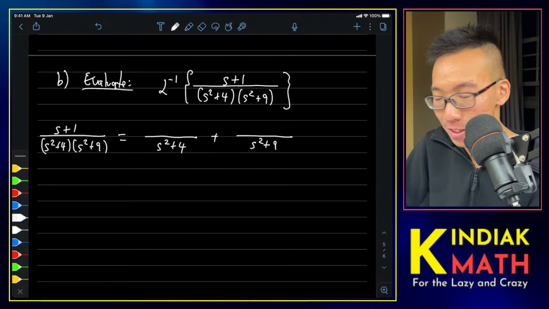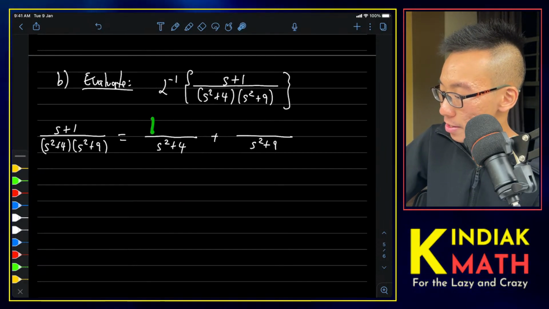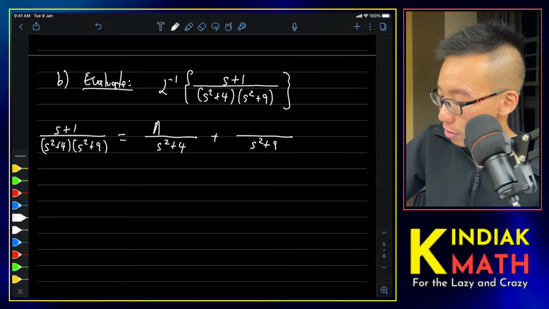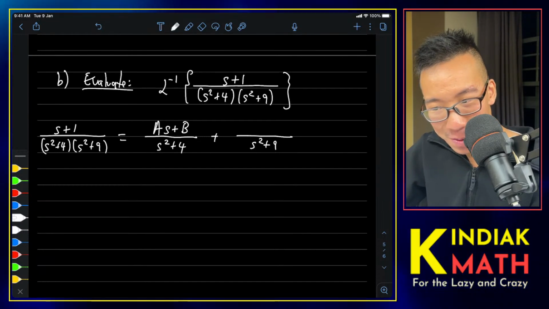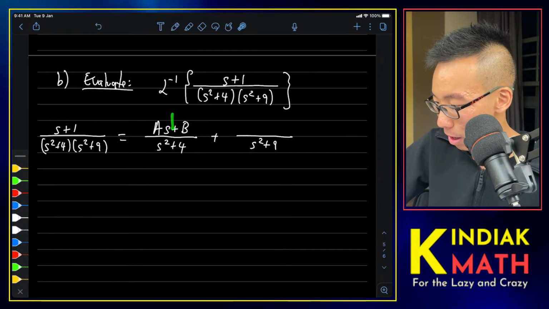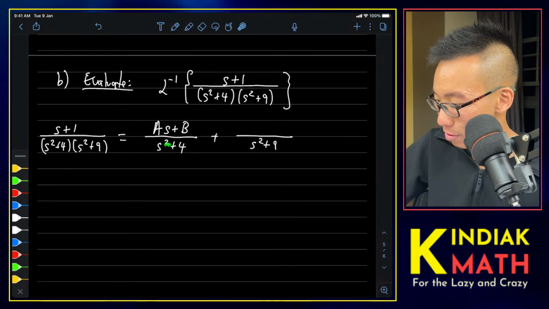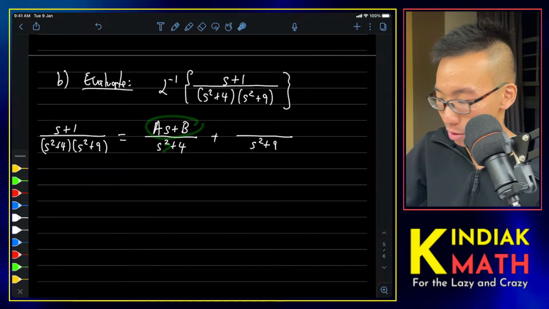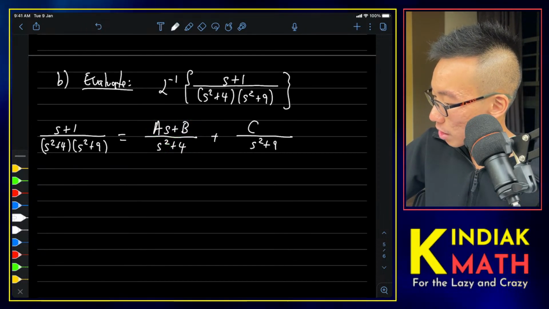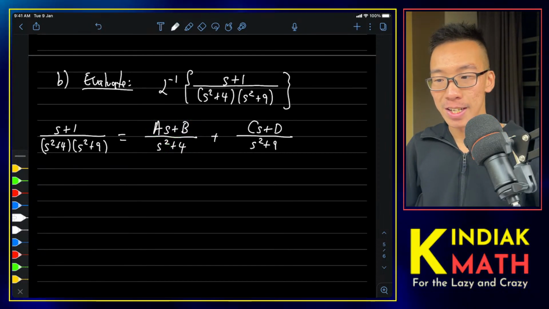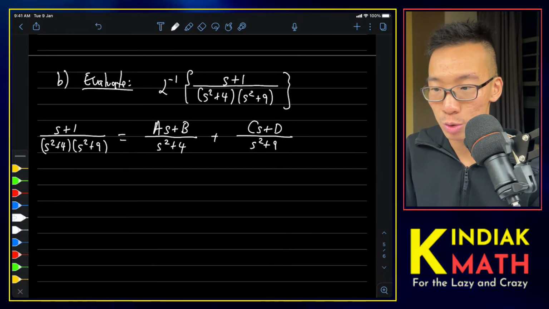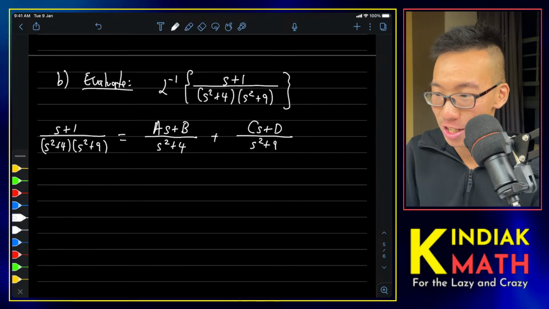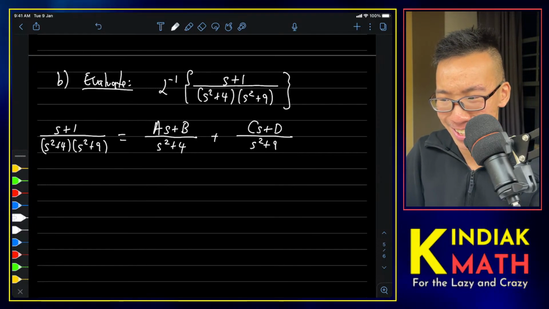These are quadratic factors, which means that the numerator needs to be of the form a polynomial with degree 1. The highest power here is 1. If this is 3, then you should get a quadratic, and so on and so forth. And at this point in time, we could do the partial fractions. We actually can. I'm not gonna do that.